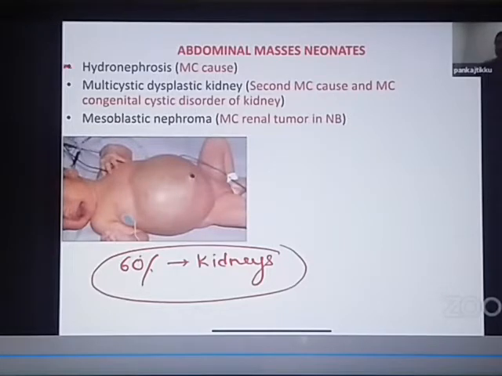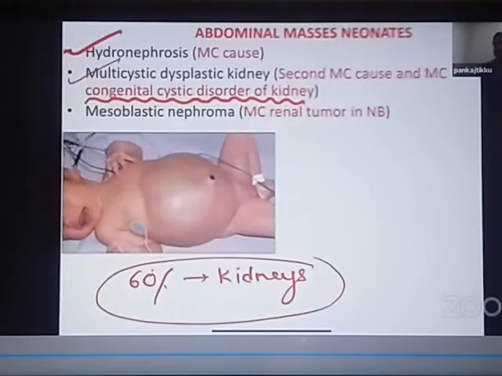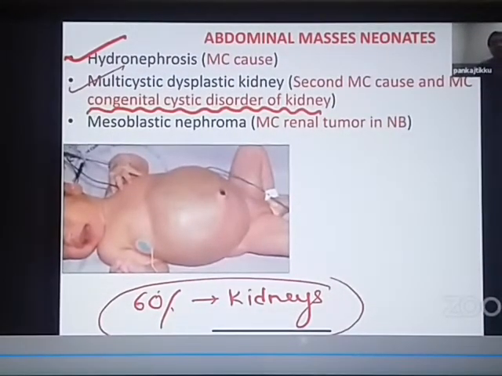The second most common cause of an abdominal mass in a neonate is a multicystic dysplastic kidney. Multicystic dysplastic kidney, please remember, also happens to be the most common congenital cystic disorder of the kidneys. There are certain congenital disorders in the kidneys which are known to present with cysts inside the kidneys. I will be talking about these congenital disorders in my next slide.